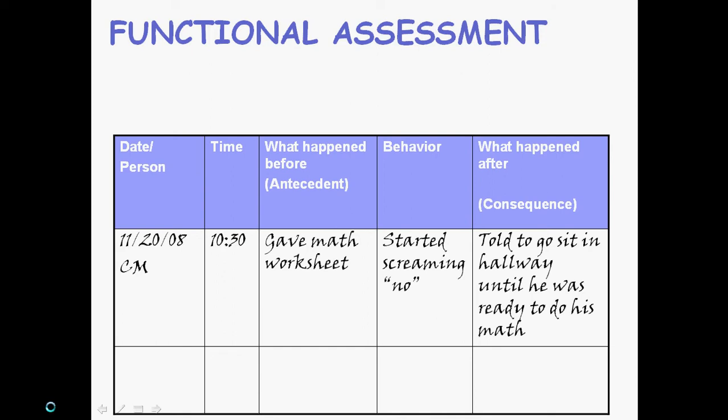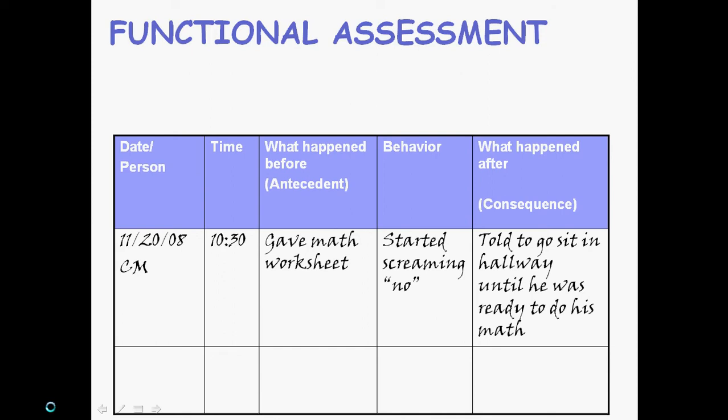Here we can see that on November 20th, 2008, the person with the initials CM recorded that at 10:30, the child was given a worksheet, that was the antecedent. The child started screaming, and when the child started screaming, they were told to go sit in the hallway until he was ready to do his math. So here we have a good picture of what happened before and what happened after.